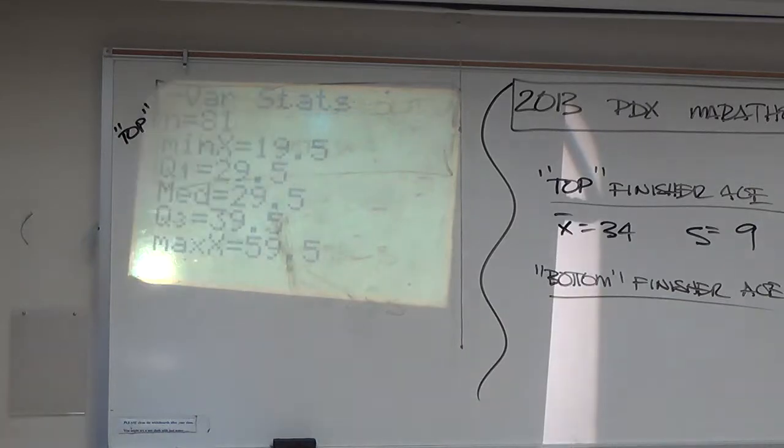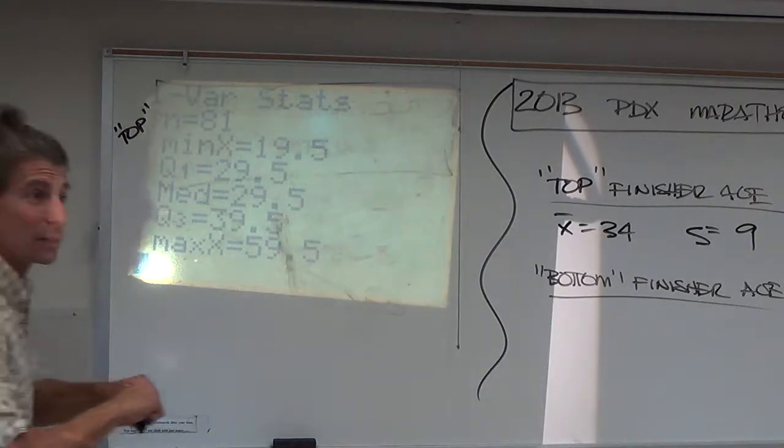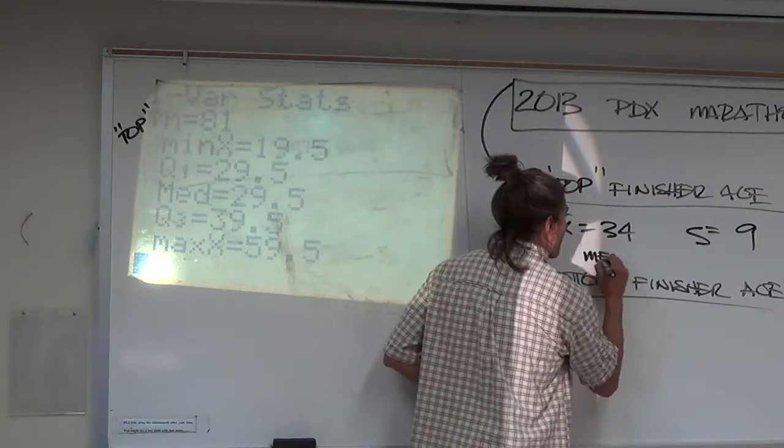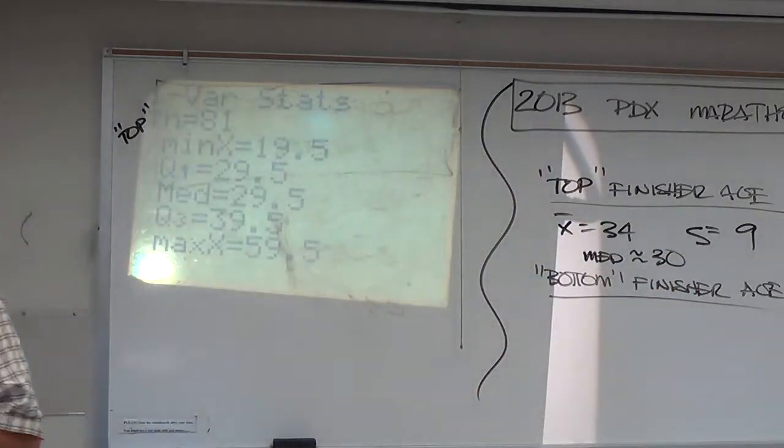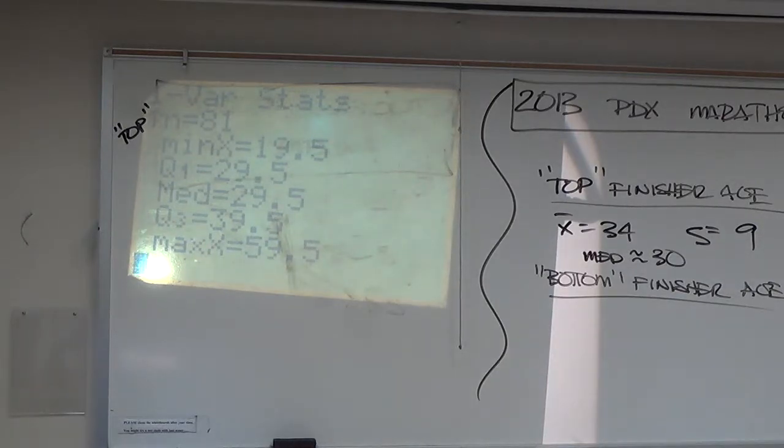Scroll down. You guys might want to go with the median of 29 and a half years. Maybe you go with the median of about 30 years. I'm down with that. I could totally live with that. If you say that, I would not pair it with a standard deviation at that point. I would just leave the median by itself.